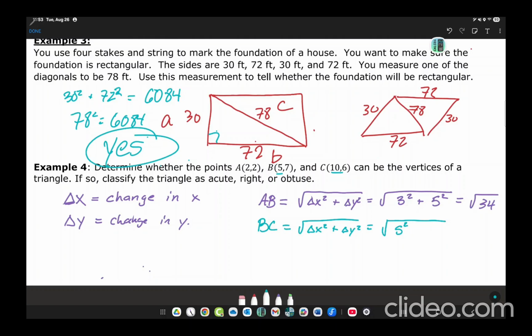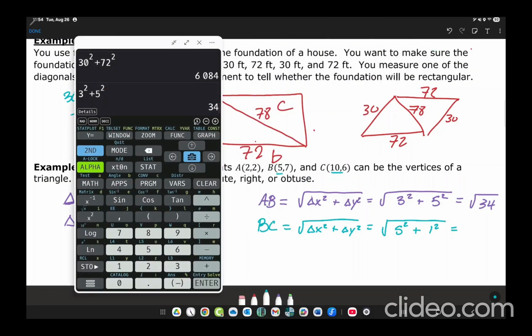We can see from 5 to 10, that is going up 5, but from 7 to 6, that's going down 1. It doesn't make a difference if you put a positive or negative, because you're going to square it anyway. I can show you in a calculator just to make sure. 5 squared plus 1 squared is 26. Or 5 squared plus parentheses negative 1 squared, also 26. So it doesn't matter if it's an increase or decrease, you just want the change.